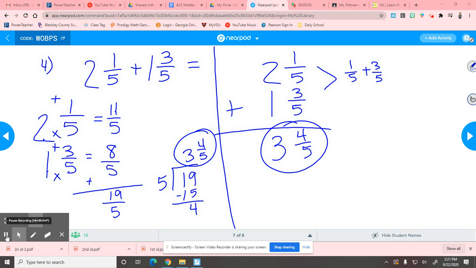So what if the denominators aren't the same? That's what we're getting to in the next question. Oh, man. Wait, I already know the answer. I know the answer to that.